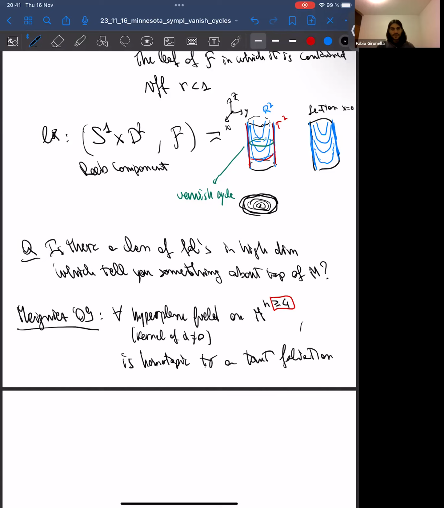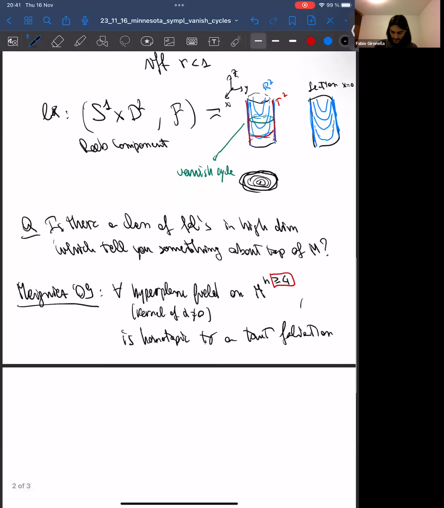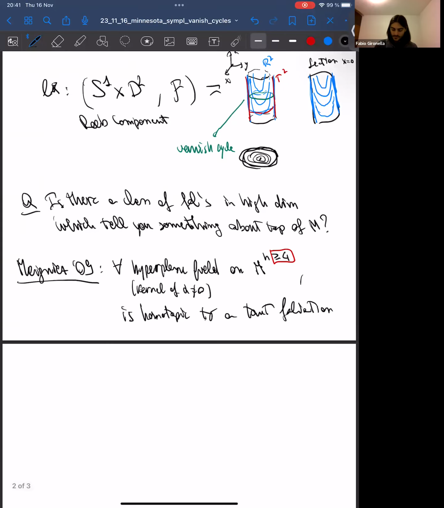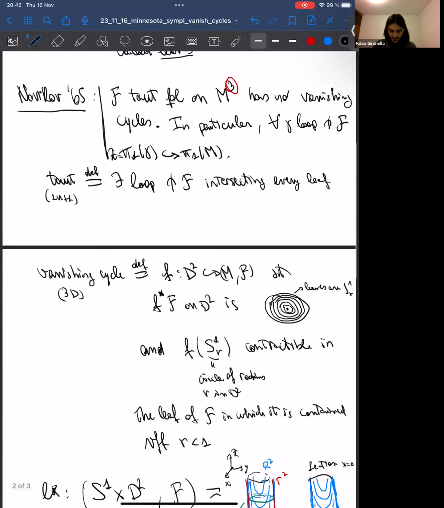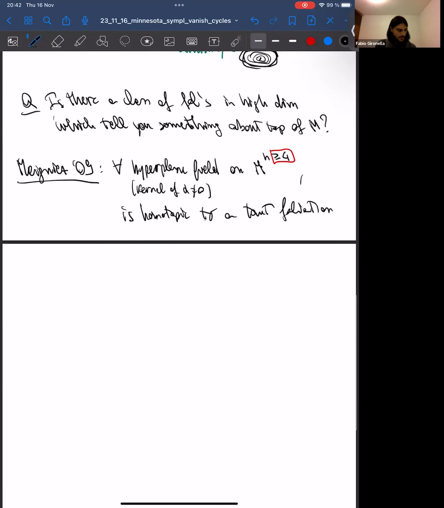Okay. So in particular, if we are searching for a class of foliation that give you some restrictions on M, well, this is not the right class, right? Because we are saying that whenever we have a hyperplane field, then we always have a taut foliation, which is not true in dimension 3 because of this Novikov statement. Okay, so what are the candidates to look at then? Well, these are symplectic foliations, right? So then, okay. Well, in fact, strong symplectic foliation.